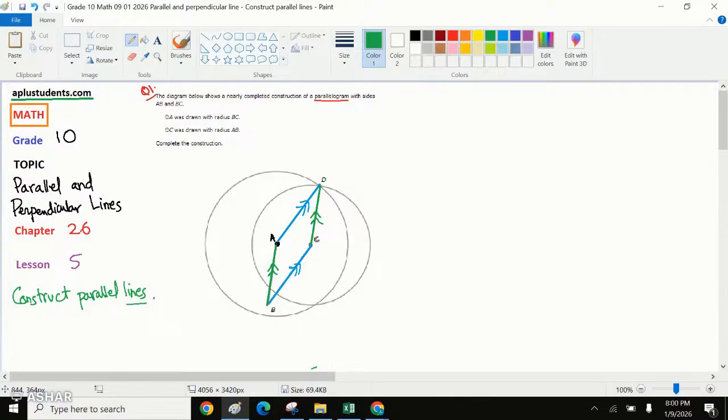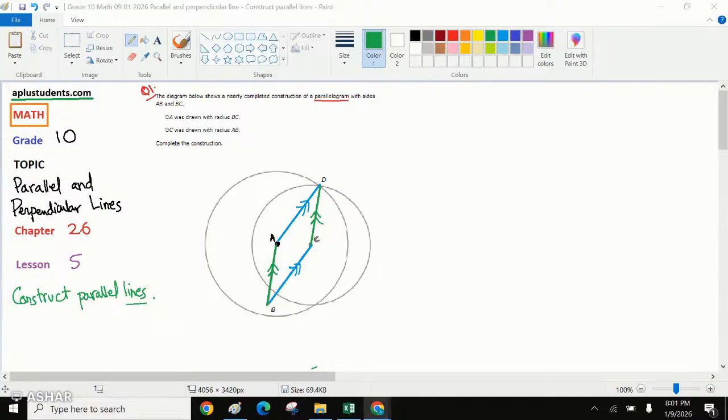In this case, when we join the points A, B, C, and D together, it forms a parallelogram since the lines are parallel to each other. Okay? Moving ahead. Okay. Let's look at the next question. Let's see how we can draw a parallelogram.